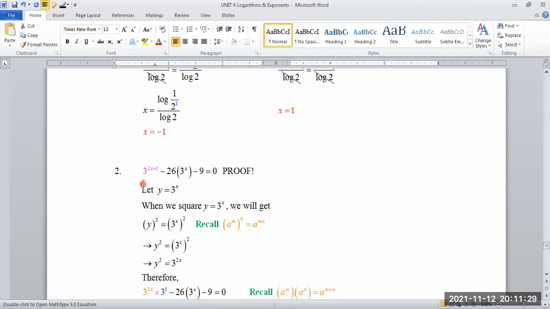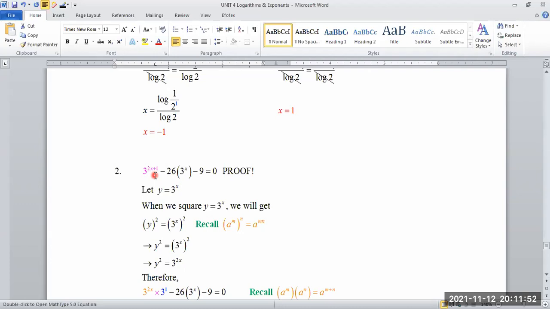I am breaking up 3 to the 2x plus 1 into 3 to the 2x times 3 to the first power. Look at that and tell me if you see and agree with that. 3 to the 2x plus 1, I'm breaking up as 3 to the 2x times 3 to the first power. Look at it and tell me if you agree with me. Yes, sir.